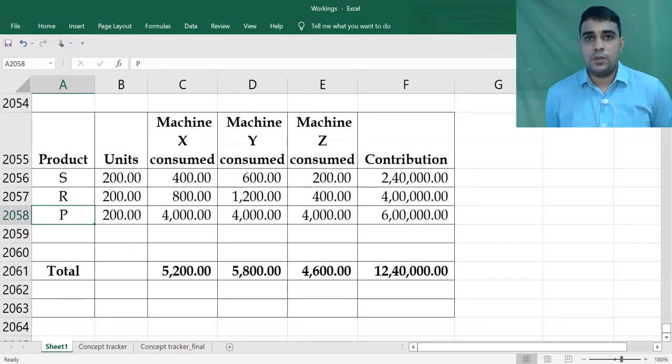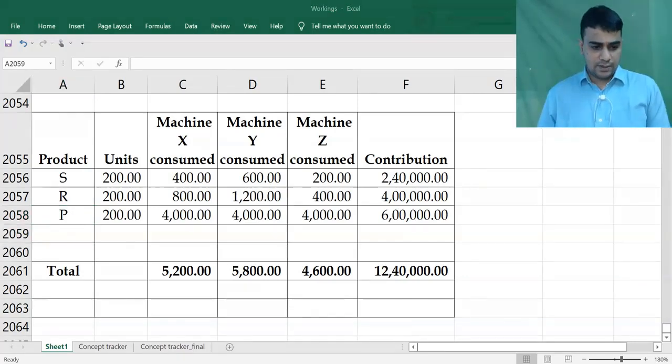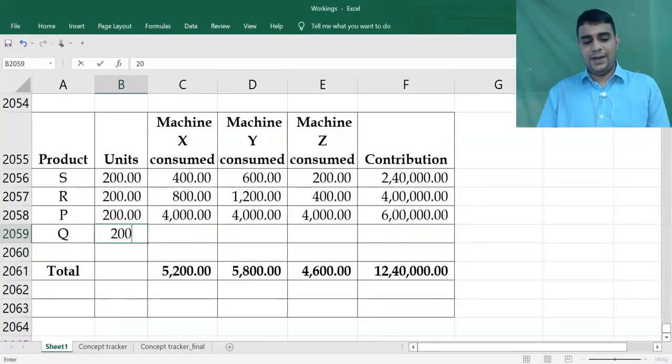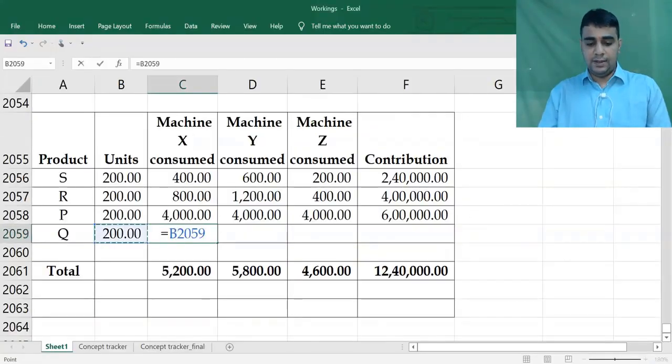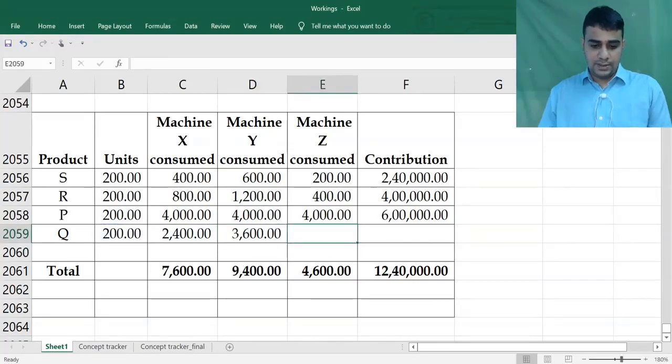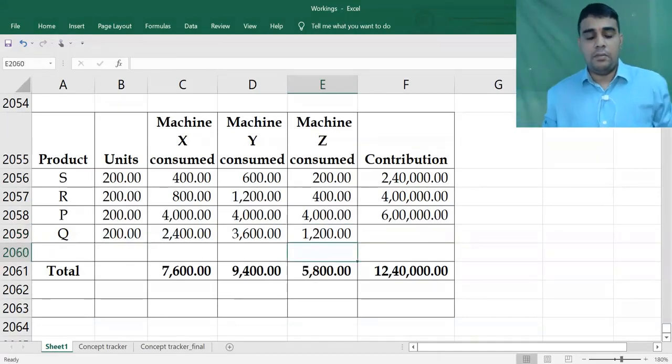Any doubts till now? Which is the next rank product? Listen for some time. I am writing 200 here. 200 will not be possible, but I am just writing it into 12, into 18, into 6. So X is going beyond 6,000, Y is also going beyond 6,000.